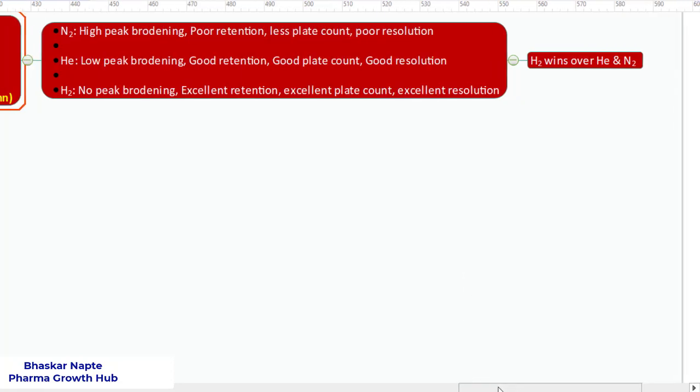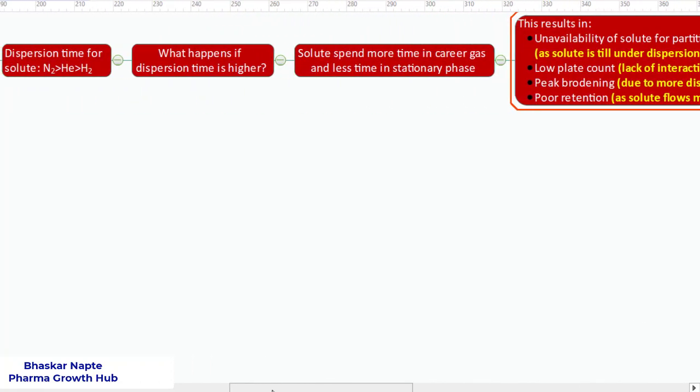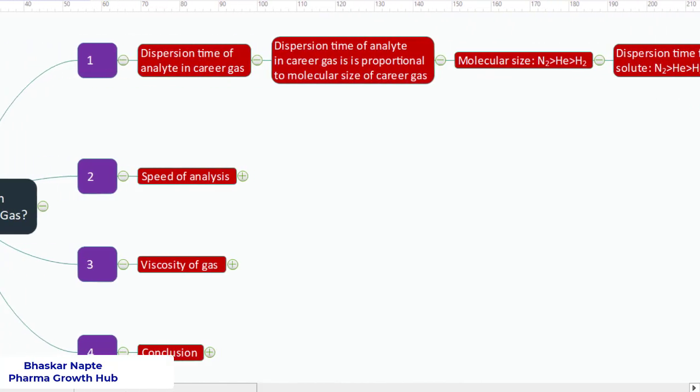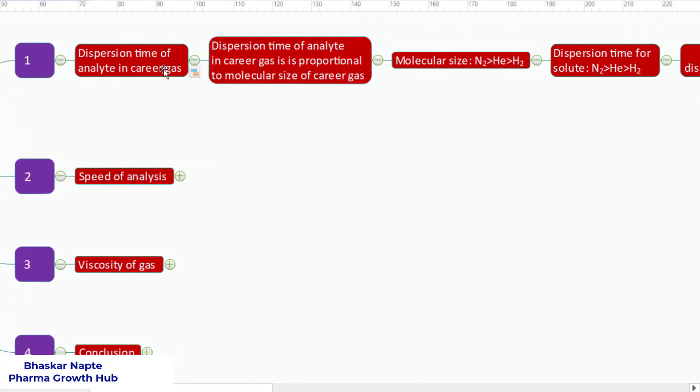So this is the first point. We talked about how hydrogen is a better carrier gas because the analyte requires minimum time for dispersion inside hydrogen. The second point is the speed of analysis. Everyone is looking for a faster analytical method. The throughput should be high, and that is going to be determined by the carrier gas.